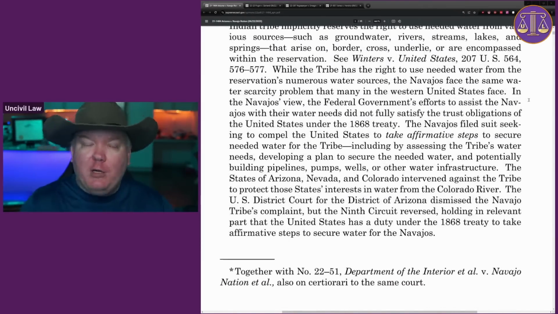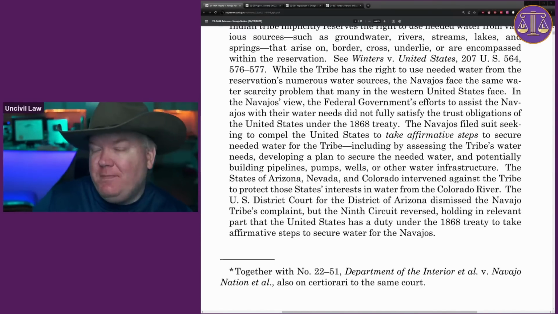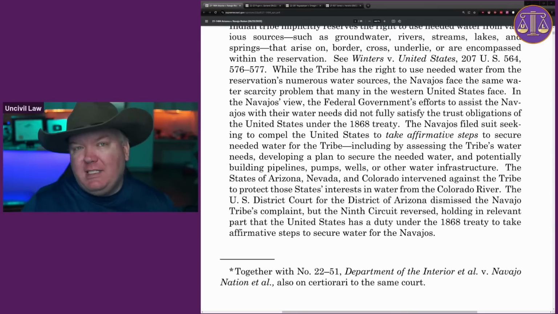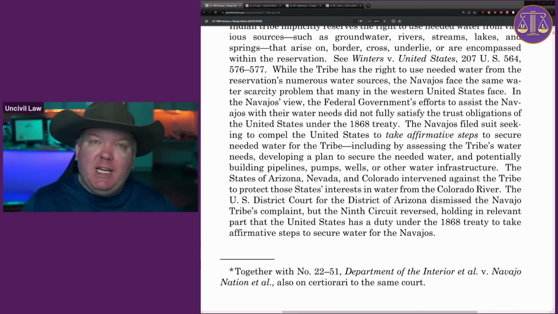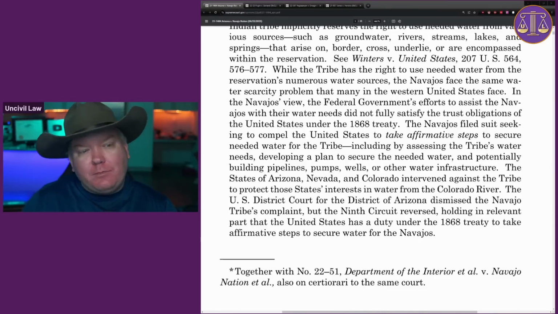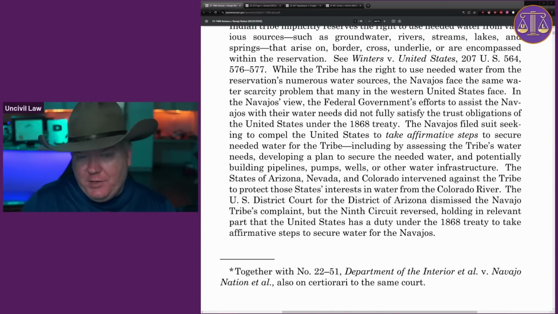So what the Navajo argue here is, we are a domestic dependent nation. Our relationship with the United States is at least partly informed by treaty. Arizona wants water. We want water. The United States is required to assist us actively with the water, and you're nowhere to be found. So we think you're in violation of the treaty.